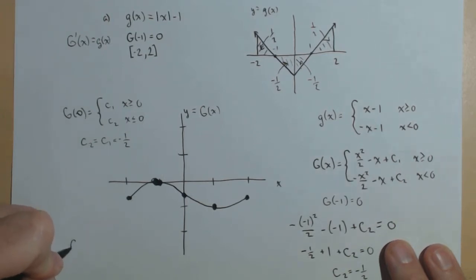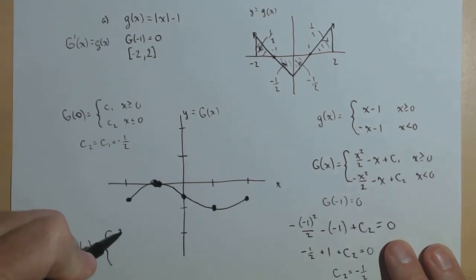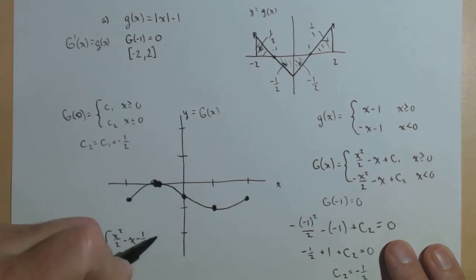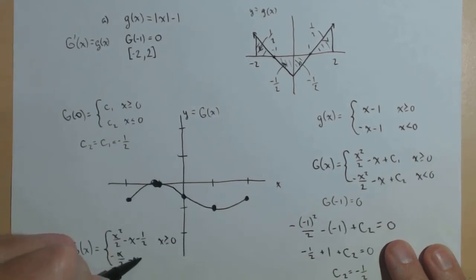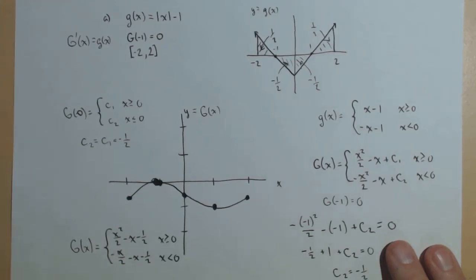So for the function we have graphed there, it's just a couple of quadratics in a piecewise. We have x squared over 2 minus x minus 1/2 for x greater than or equal to 0, and negative x squared over 2 minus x minus 1/2 for x less than 0. This is for the initial condition, specifically G of negative 1 equals 0.